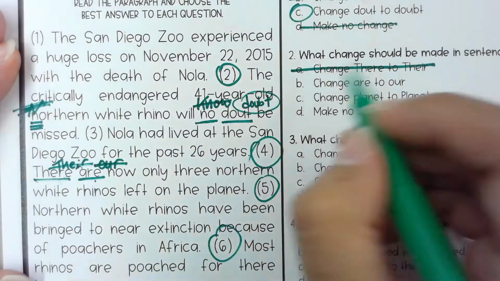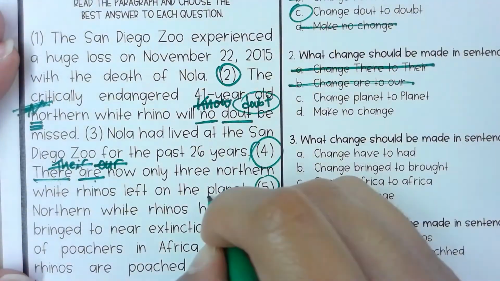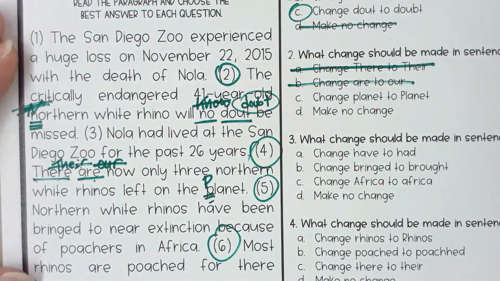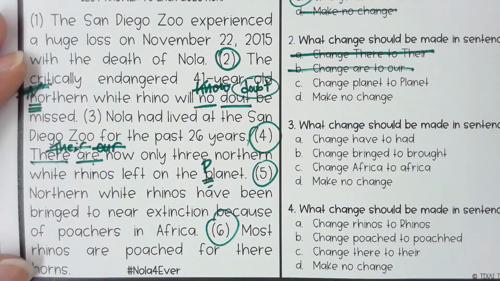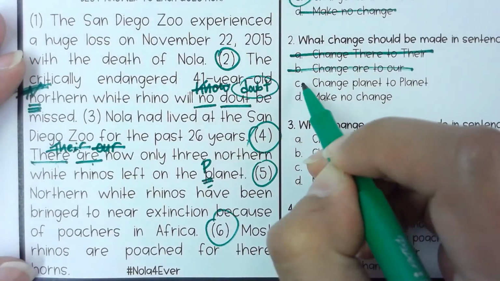Change "planet" to "Planet." Now, they're asking to capitalize the P in planet, and we know that's not the case. That's a common noun. Common nouns do not have to be capitalized. So planet, you stay put. You don't need the uppercase P.